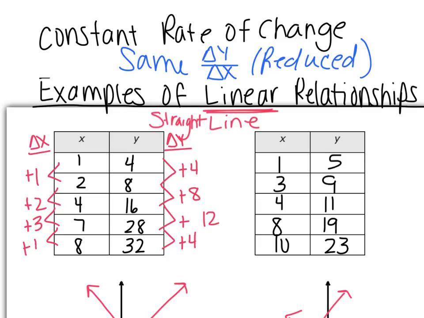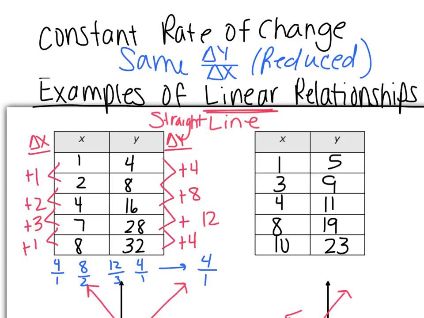So when we simplify this down, I'm going to draw these at the bottom of this table just so you can see. Our first delta y over delta x is 4 over 1. Our second is 8 over 2. Third is 12 over 3, and last is 4 over 1. Now do note, not all of these rates of change look the same, but they all reduce down to 4 over 1. So this is an example of a linear relationship because all of the delta y over delta x's reduce down to the exact same thing. So that's what it means to have a constant rate of change.